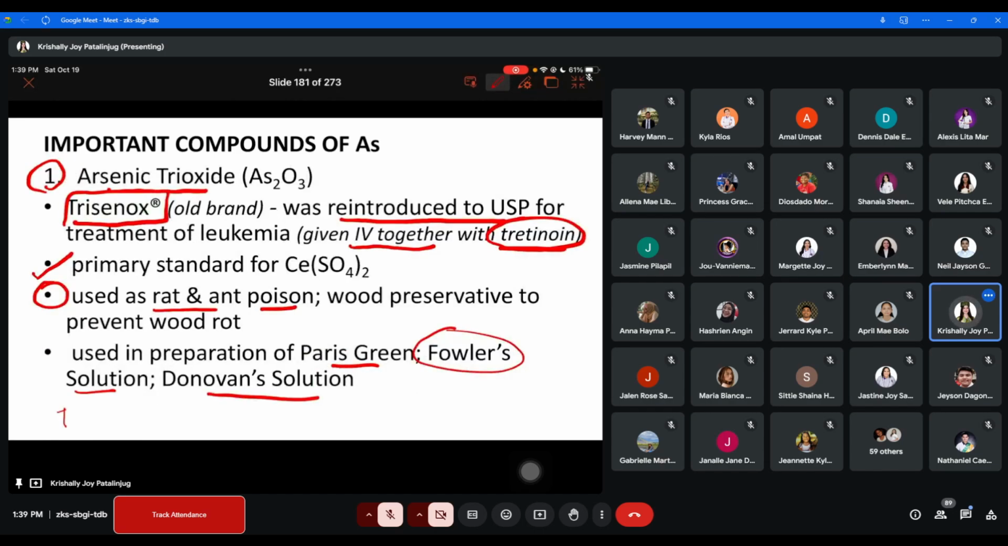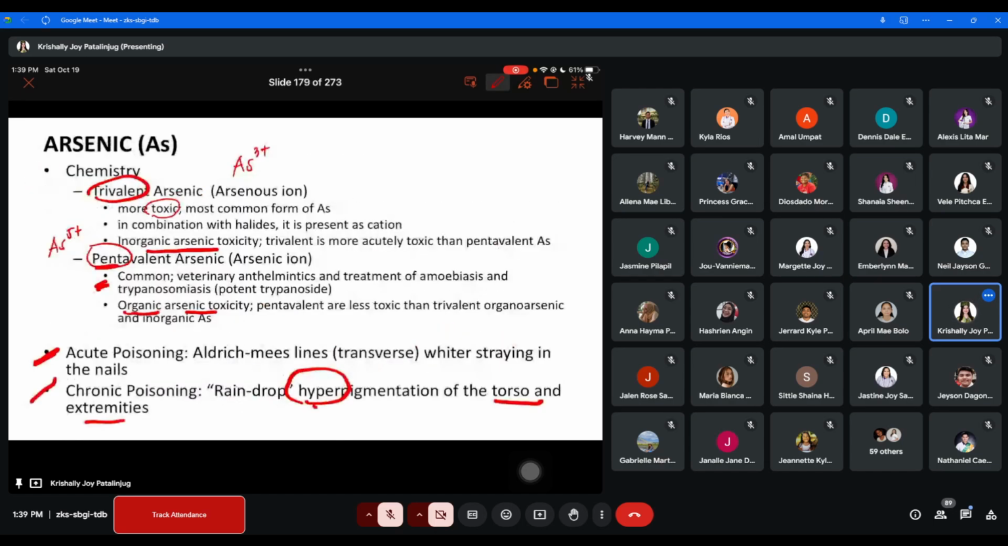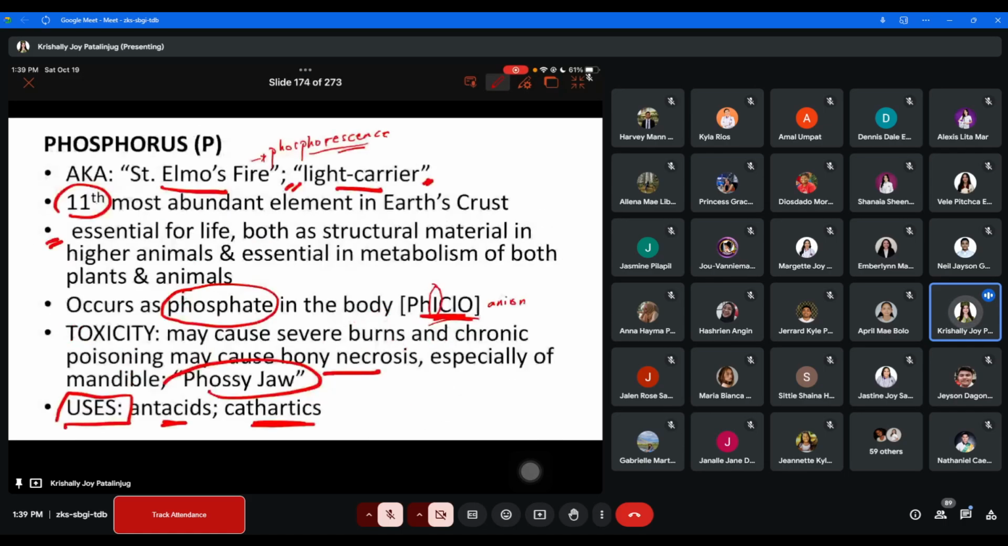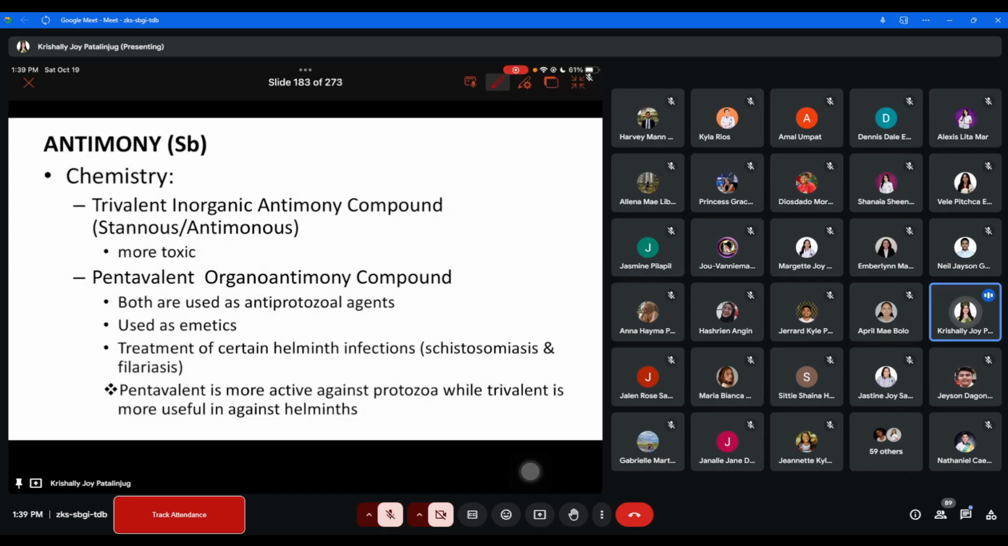So mainly among the list, yung may clinical use is yung Trisenox, yung arsenic trioxide compound ng arsenic. Okay, so we have discussed the three elements no, under group 5. We have nitrogen, phosphorus, and arsenic. Okay, proceed with the fourth. Fourth element under group 5A is antimony. Now, yung antimony has also two ionic forms, the trivalent and the pentavalent, same sa arsenic.